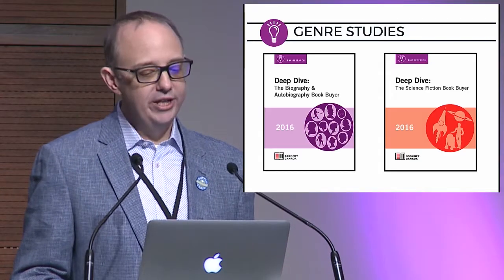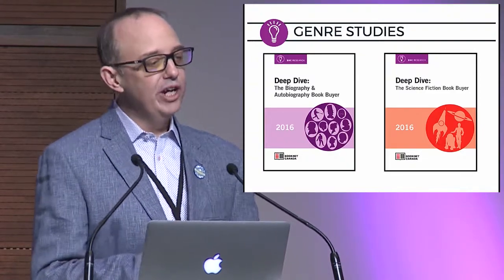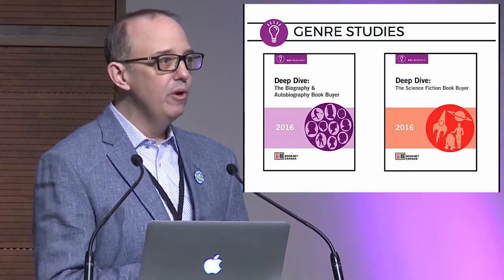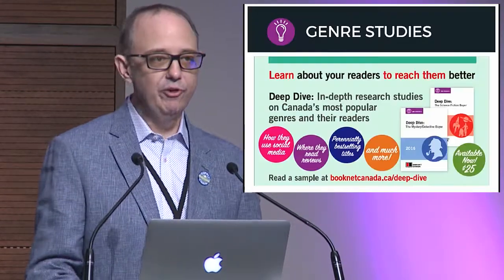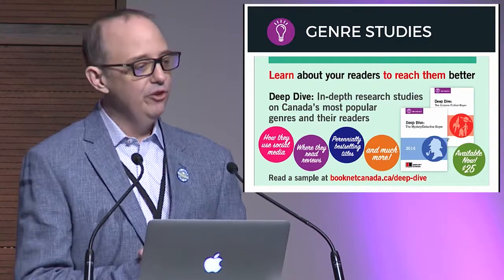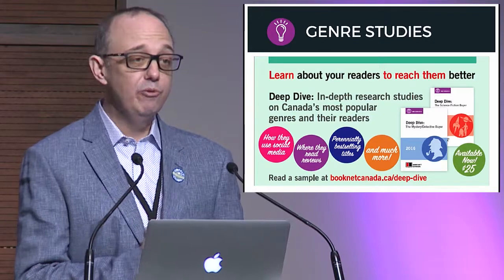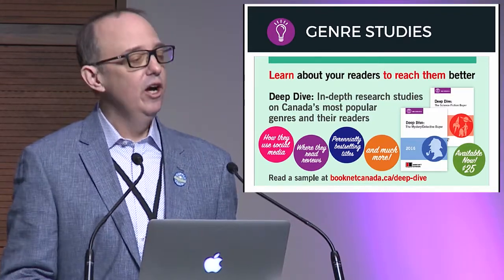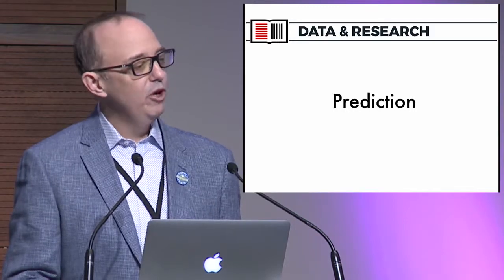So we've already got the mystery study out. Biography and autobiography will be out next week. Science fiction will be out next month. And then we'll follow those up with a new report every month. If you're a sales data subscriber, you get them for free. So if your company subscribes and you don't have them, please get in touch. If you're not a sales data subscriber, you can buy them for the cheap price of $25, and you can subscribe for $100.